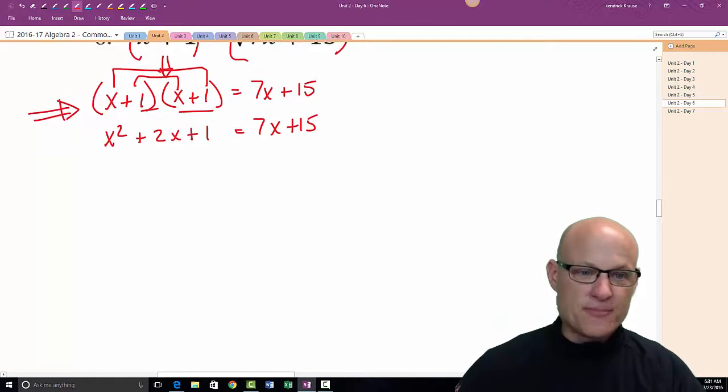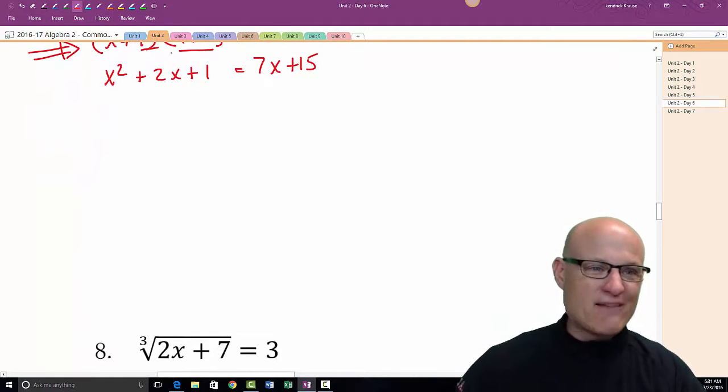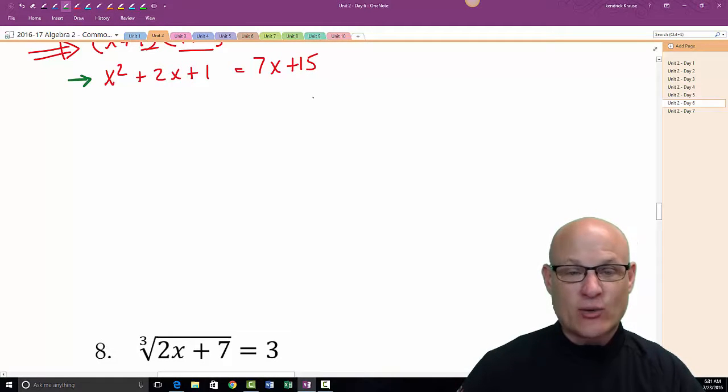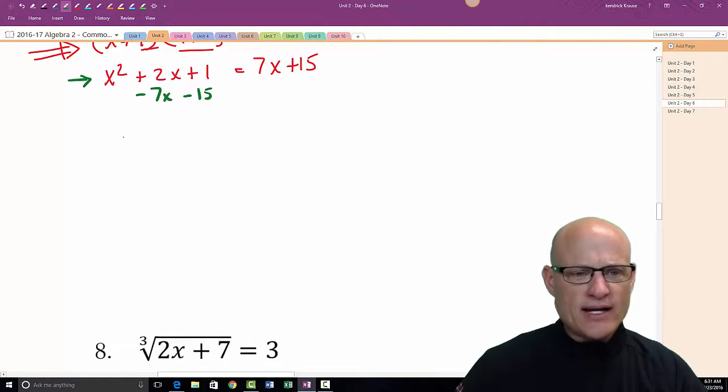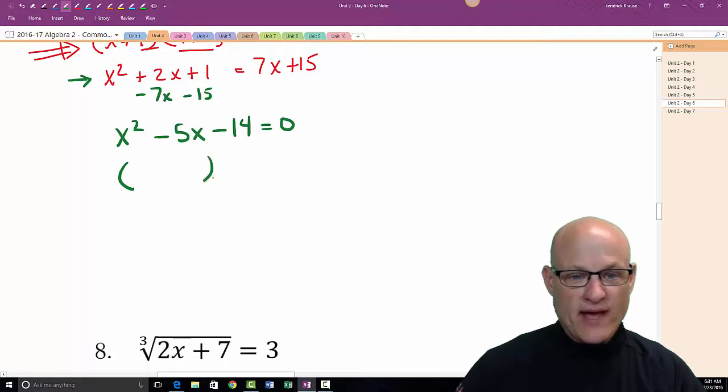All right, everything's coming. Whenever you have a quadratic, everything has to come wherever the x squared is, as long as the x squared is positive. So we're going to subtract 7x, and we're going to subtract 15. So I get x squared minus 5x minus 14 equals 0. Now I'm going to factor.